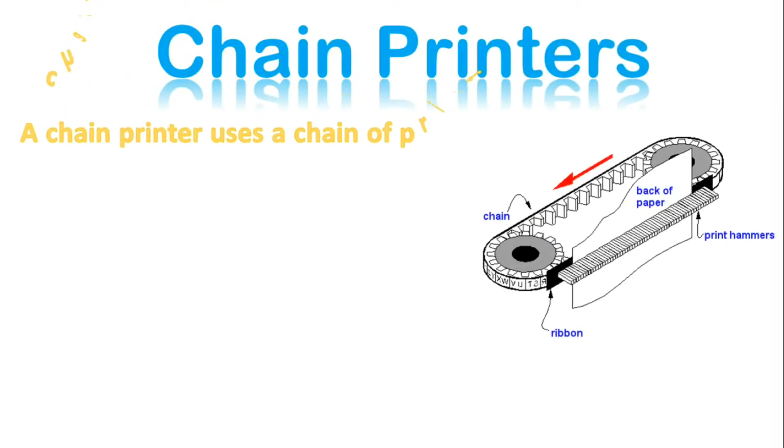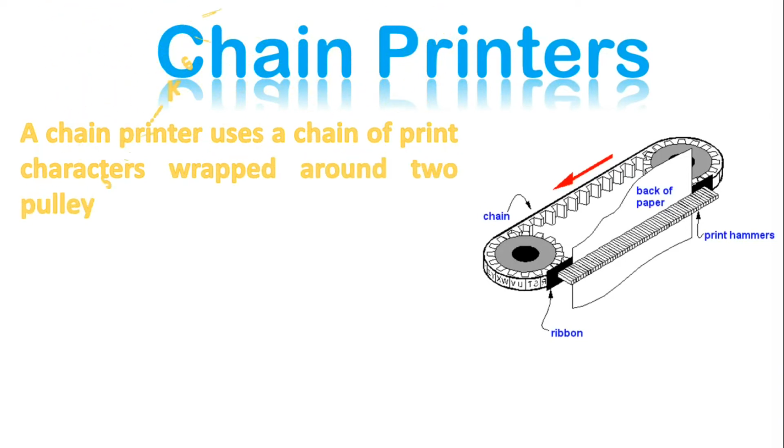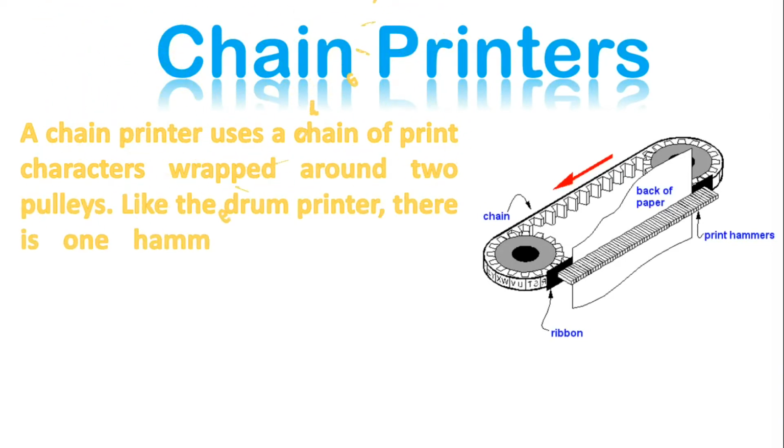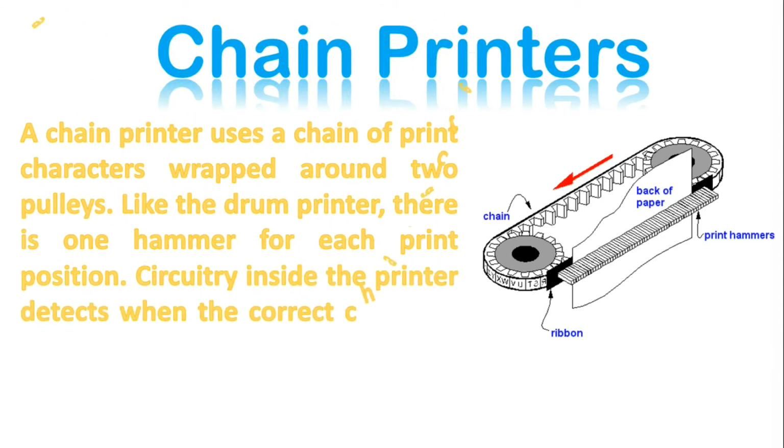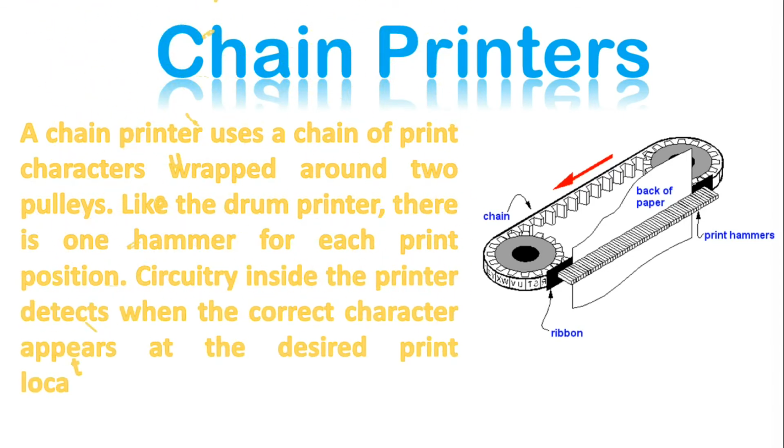Chain printers. A chain printer uses a chain of print characters wrapped around two pulleys. Like the drum printer, there is one hammer for each print position. Circuitry inside the printer detects when the correct character appears at the desired print location on the page.